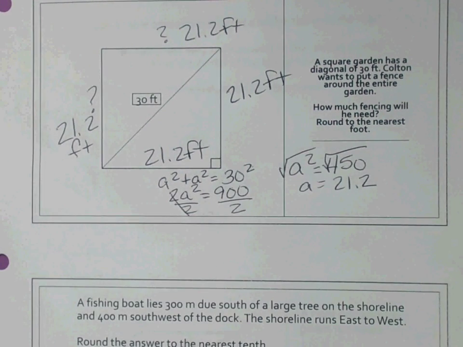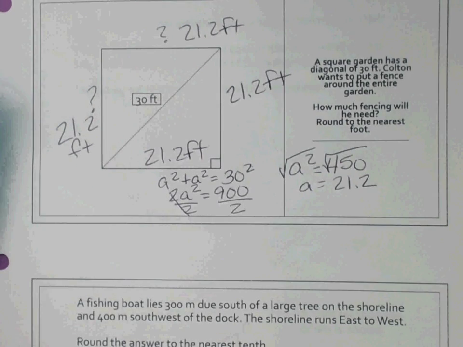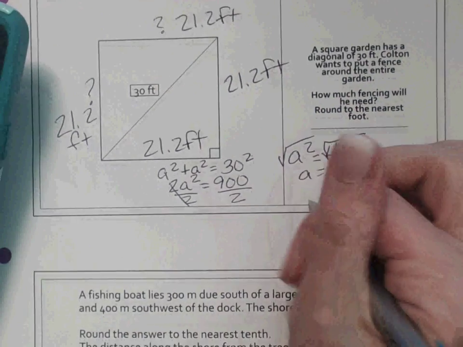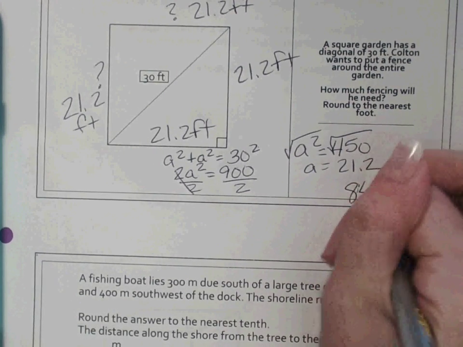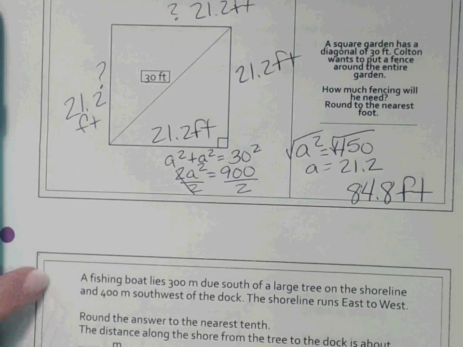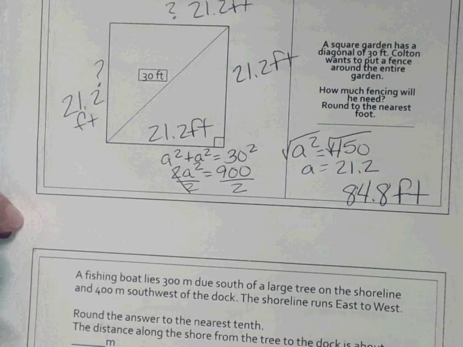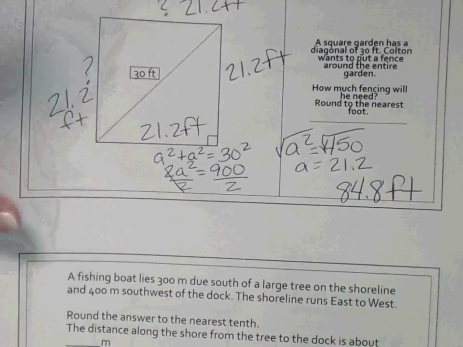So all you need to do is multiply 21.2 times 4 sides. So the total fencing he will need is 84.8 feet. Okay, so let's look at our next one.